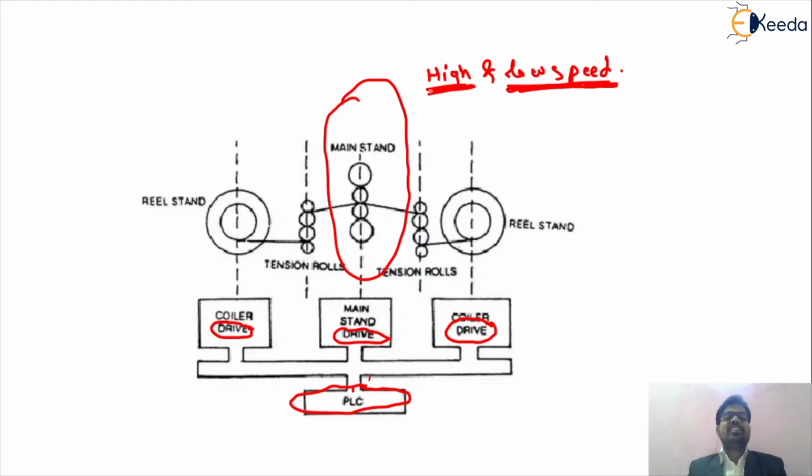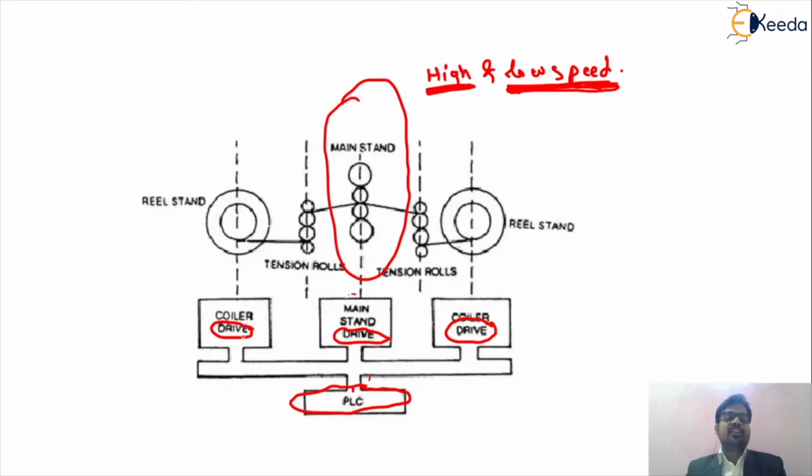In different types of electrical industry, the only motor which provides very high starting torque at low speed with different types of supply system is the three-phase slip ring induction motor. So obviously for the main stand drive we prefer this type of drive system, which is called a three-phase slip ring induction motor.